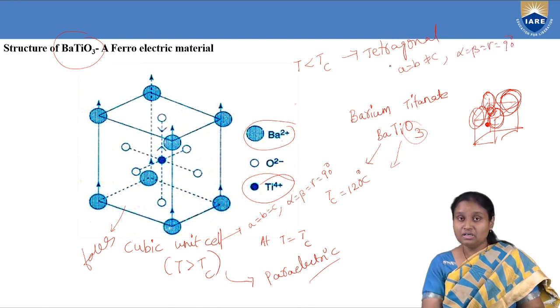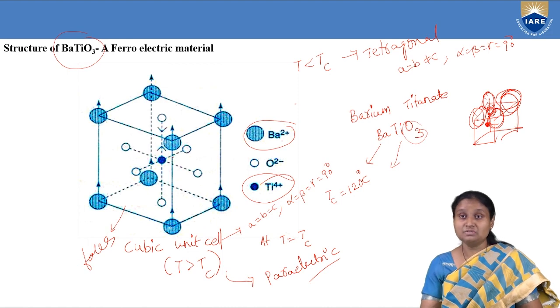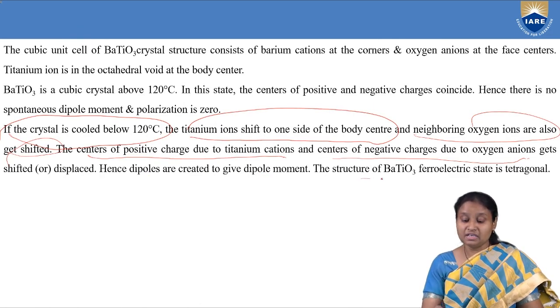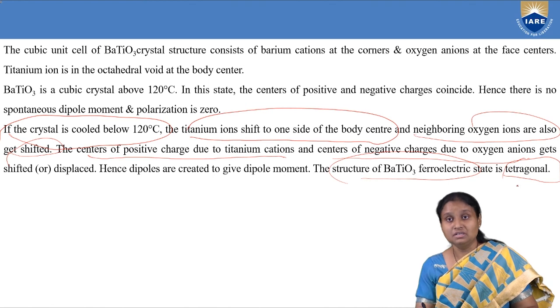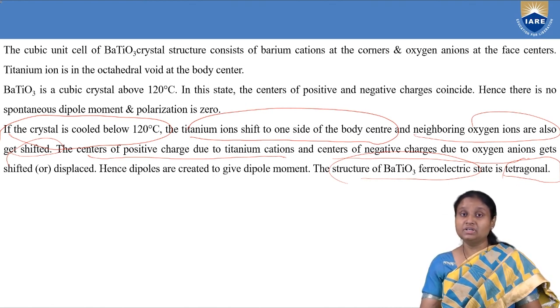And in the tetragonal structure, what you will observe here is that the titanium ion will be a little bit far from the negative oxygen ions. So now they are in the state of dipole, because they have dipole moments. That's why your barium titanate will be in the ferroelectric state. And in the ferroelectric state, what is its structure? Its structure is tetragonal. This is how we can understand how a material gets converted from one state to another.